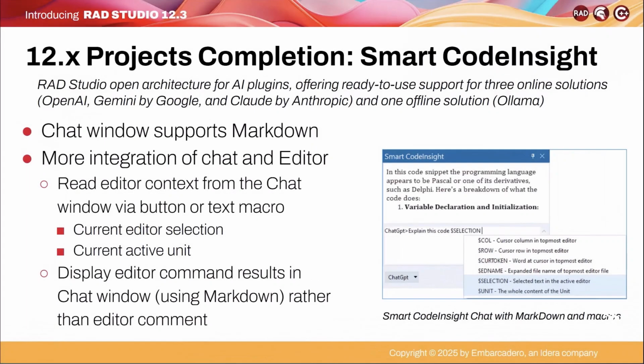The next feature we have recently introduced and expanded in 12.3 is our AI LLMs integration called Smart CodeInsight. In fact, to help our customers leverage LLMs for coding, RAD Studio 12.2 introduced an open architecture for AI plugins, offering ready-to-use support for 3 online solutions, which are OpenAI, Gemini by Google, and Claude by Anthropic, and also one offline solution you can install locally, which is Ollama with CodeLlama.